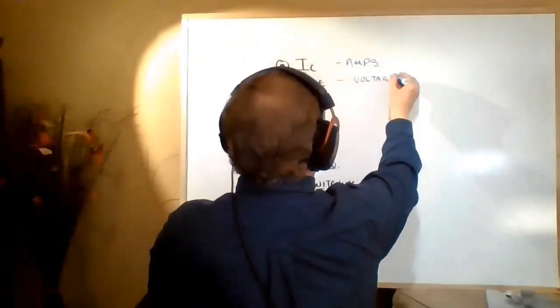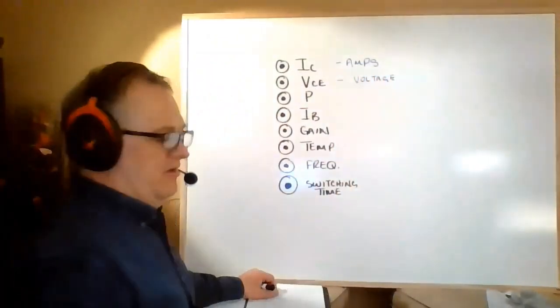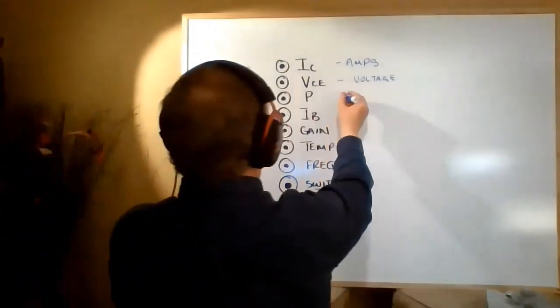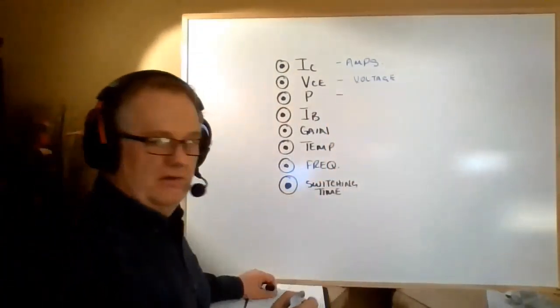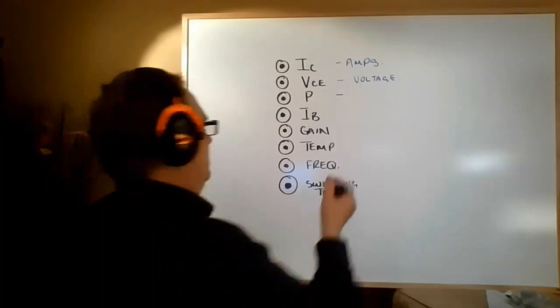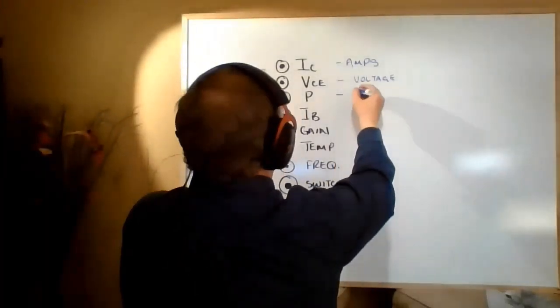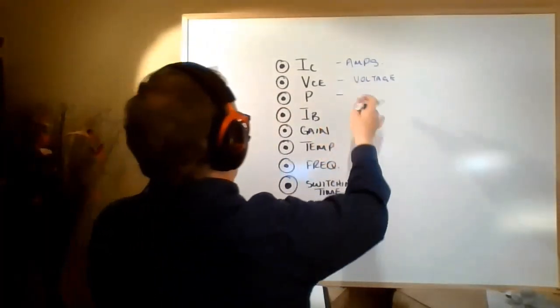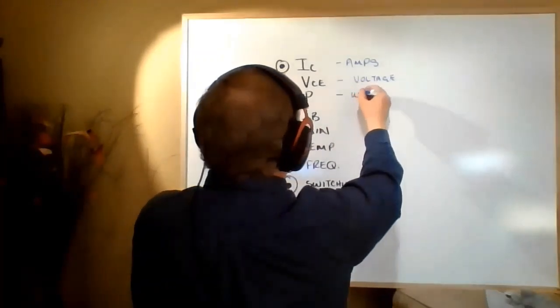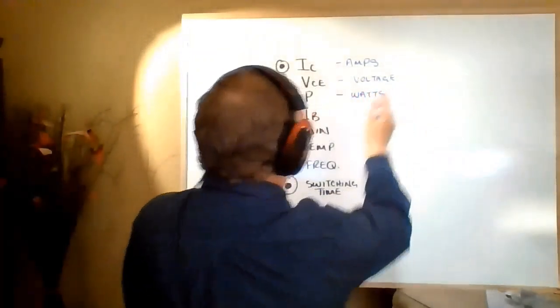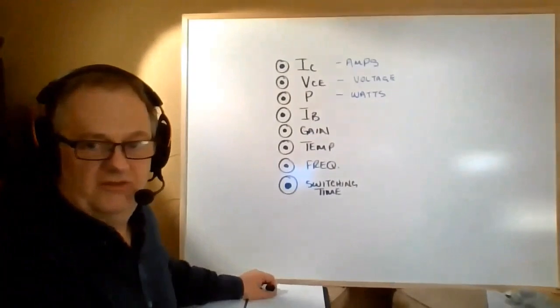Now, the amount of power. This is the power dissipated by the circuit. There's definitely going to be some power dissipated, and we need to know what the maximum power is that it can handle. We want that to be rated in watts.